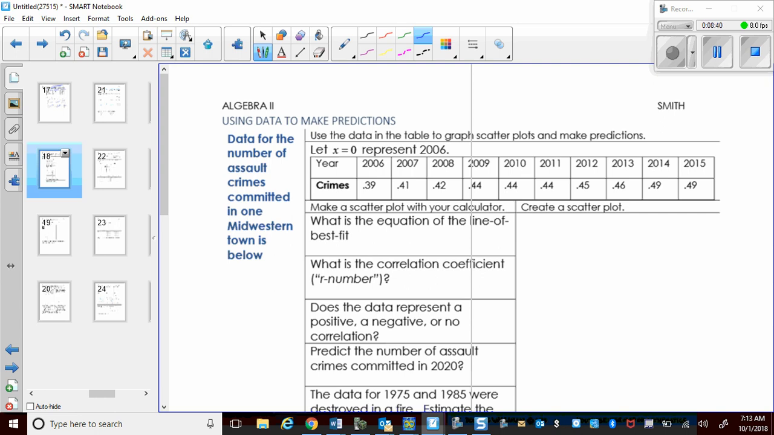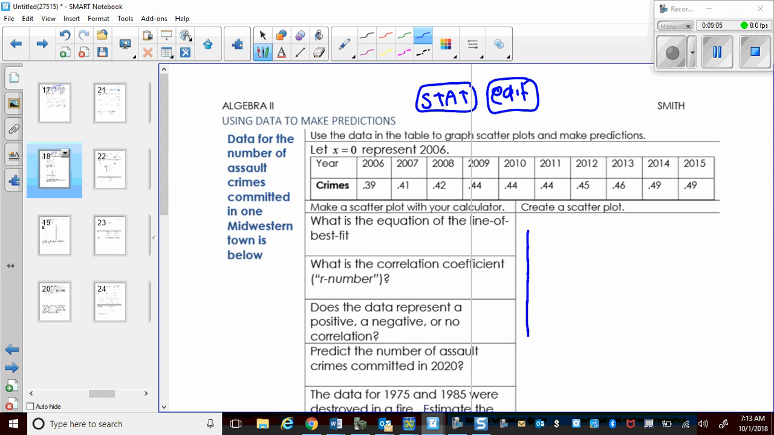Now, for the next part, we're going to use data in the table to graph scatter plots and make predictions. So we're going to be using the stat function in our calculators, and we're going to go to Edit, and we're going to input these numbers. And so when we put these in, this is data for a number of assault crimes committed in one Midwestern town. We're going to get the equation for the line of best fit. We're also going to create a scatter plot.